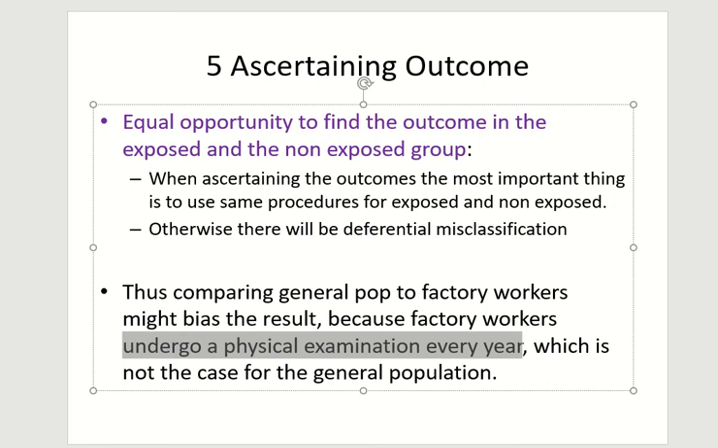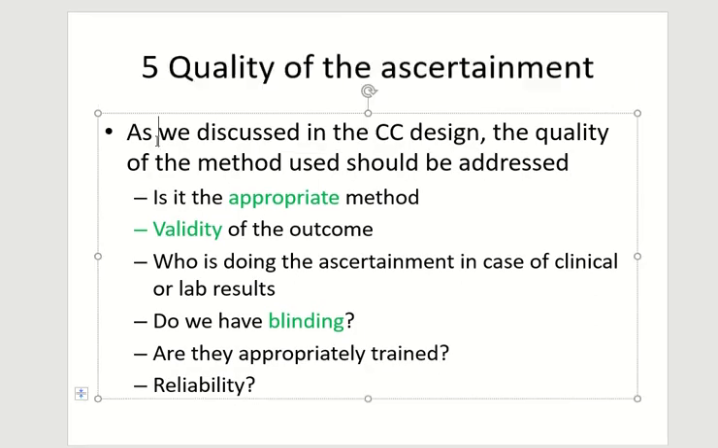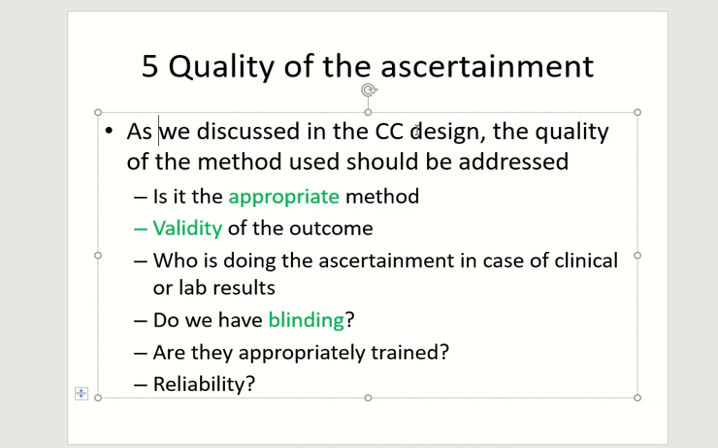Okay, so continuing with ascertaining the outcome, how about the quality of the ascertainment? As we discussed in the case control design, the quality of the method used should be addressed. Also, depending upon whether you watch the case control video or this video, it doesn't matter. What is important is that the method used to ascertain the outcome, meaning to diagnose the outcome, should be an appropriate method. Okay, it should be a valid method, because it will impact the validity of the outcome.